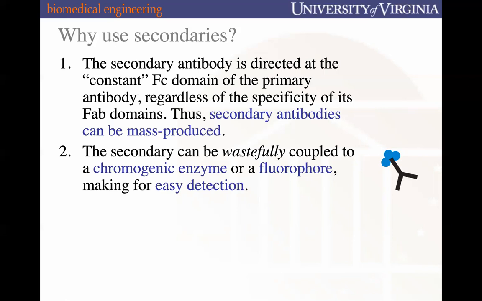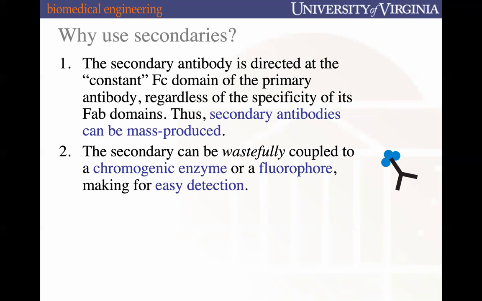The secondary antibody, this is going to be important, can be wastefully coupled to a chromogenic enzyme. Chromogenic means making a color. We'll talk a little more about that in a moment, but they can be wastefully coupled to that chromogenic enzyme or a fluorophore.